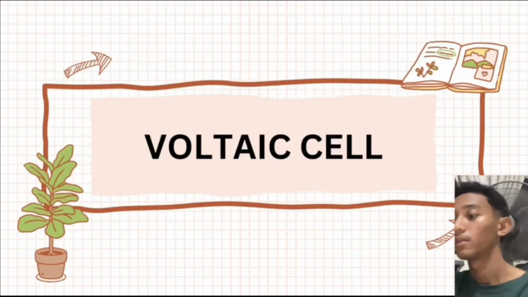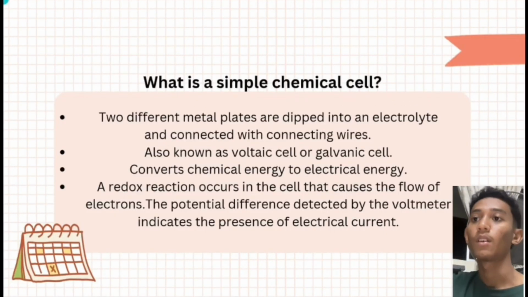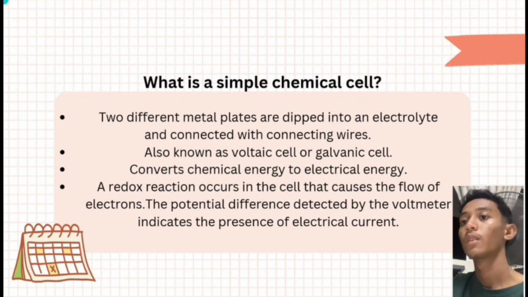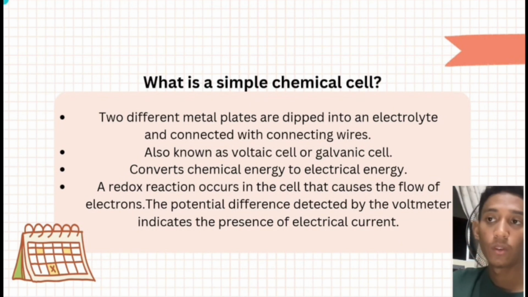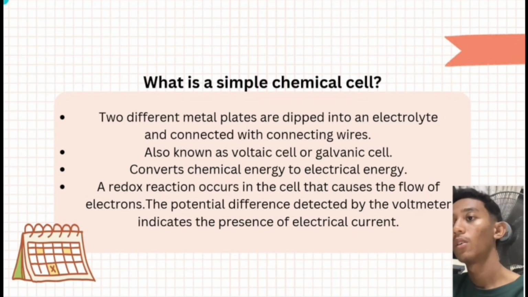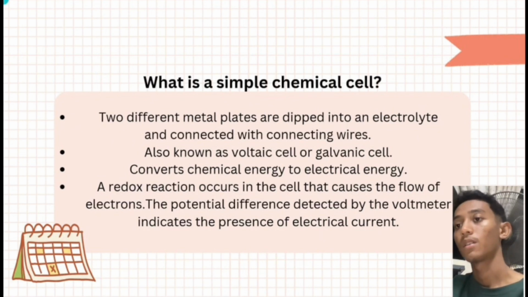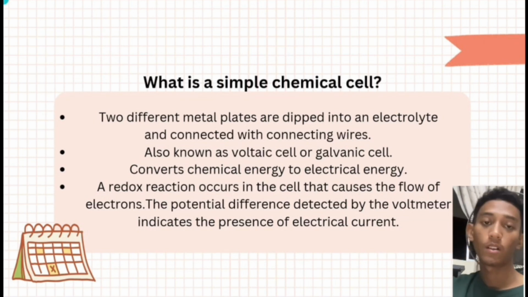Voltaic cell. What is a simple chemical cell? First, two different metal plates are dipped into an electrolyte and connected with connecting wires, also known as a voltaic cell or galvanic cell. Second, it converts chemical energy to electrical energy. Last, a redox reaction occurs in the cell that causes the flow of electrons.